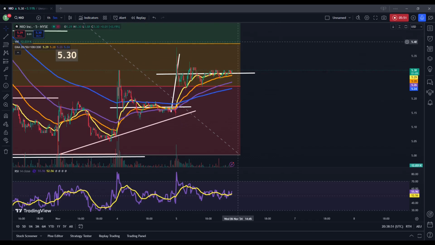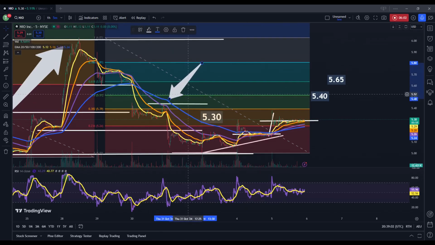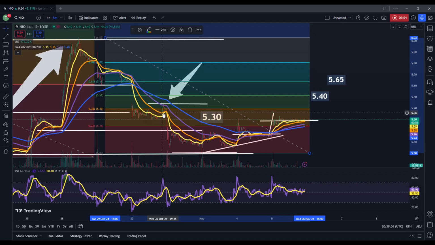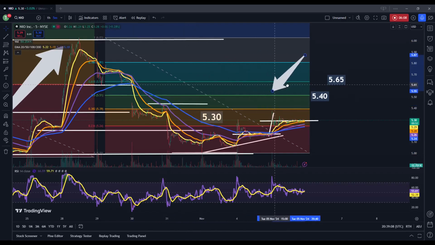I would prefer for share prices to break above this 540 level so that we can not fail at a critical Fibonacci zone, because this level also comes into contact with an important level of resistance, which was seen during the October 30 trading session. So that would be this period back here.